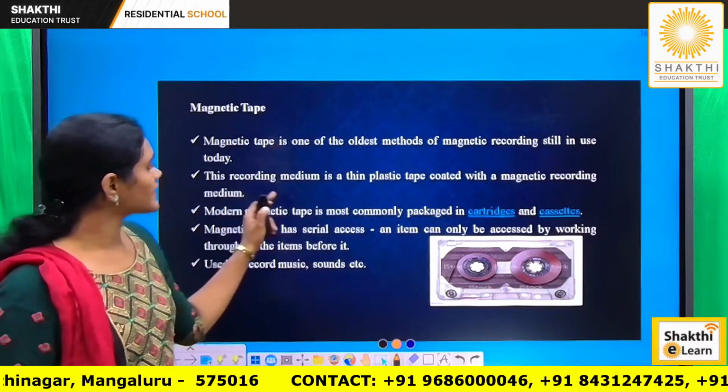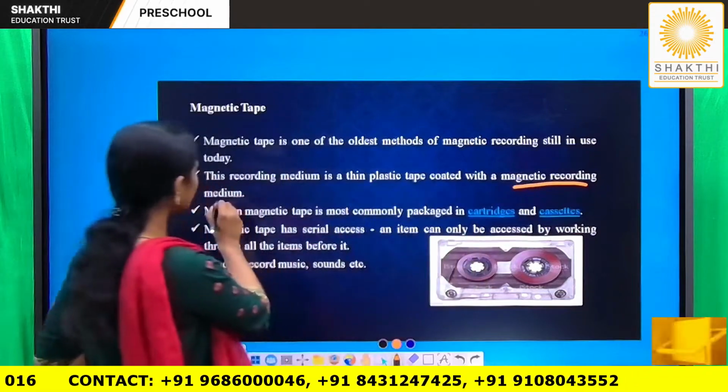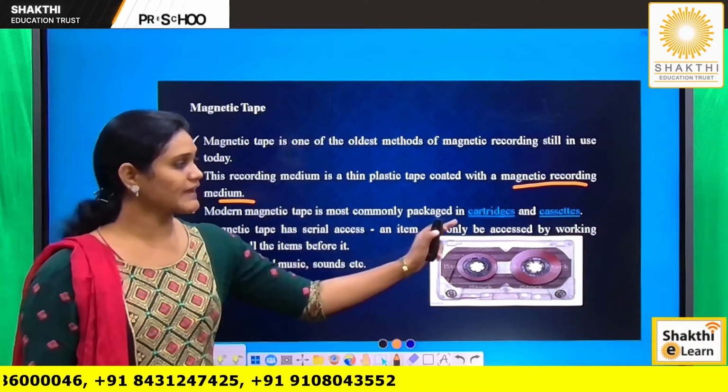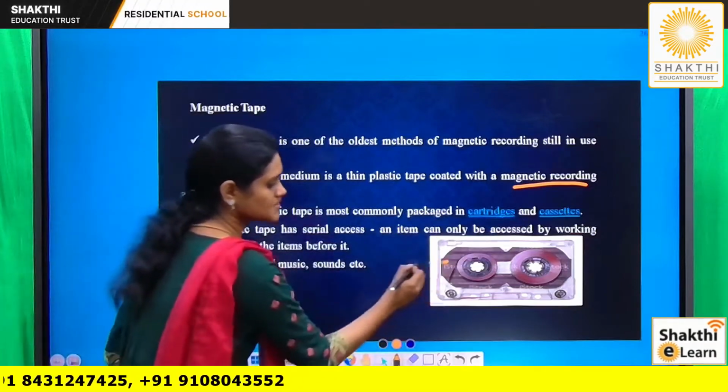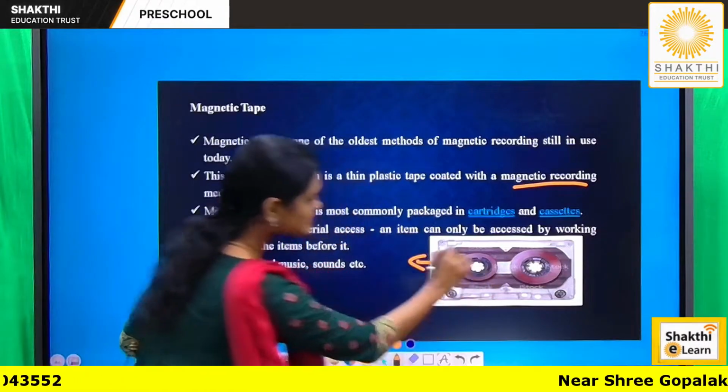So the recording medium is thin plastic tape coated with a magnetic recording medium, and it is most commonly packaged in cartridges as well as cassettes. This is the cassette, an example of magnetic tape. We call this magnetic tape.